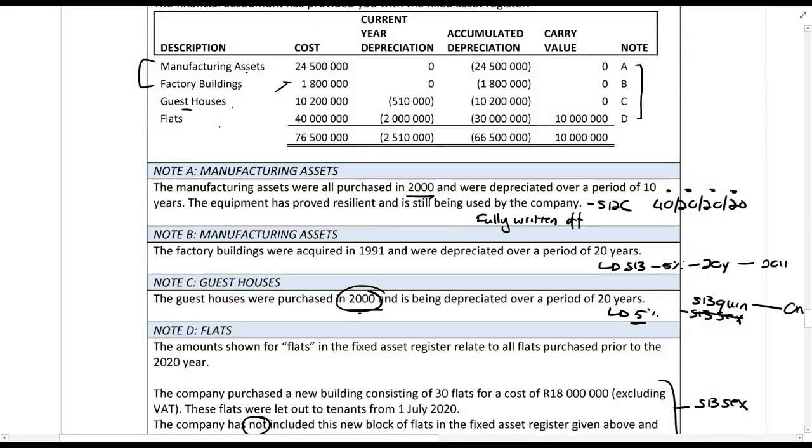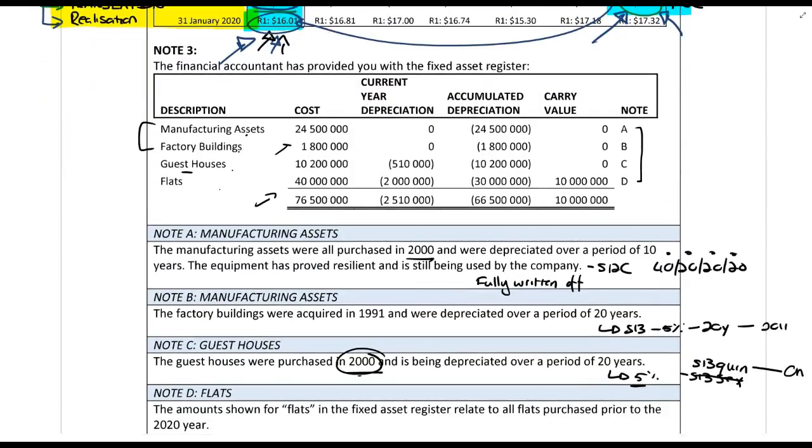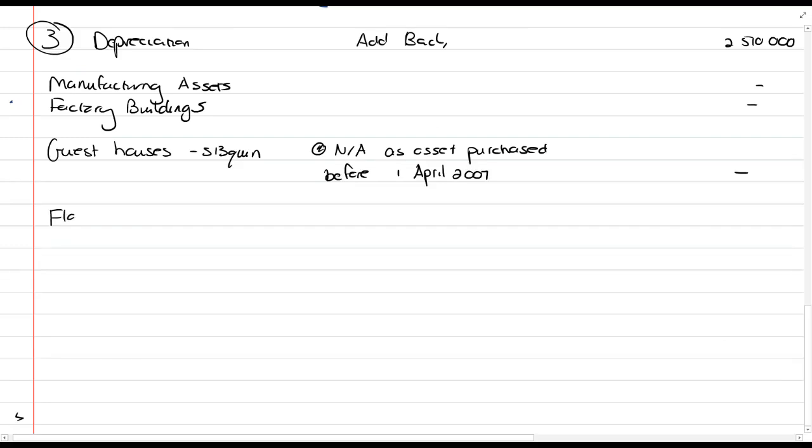Okay. And then we have the flats. The flats were purchased prior to the 2020 year. Okay, we can see they're not fully written off yet. So, flats, section 13.6. It's a nice little deduction there.